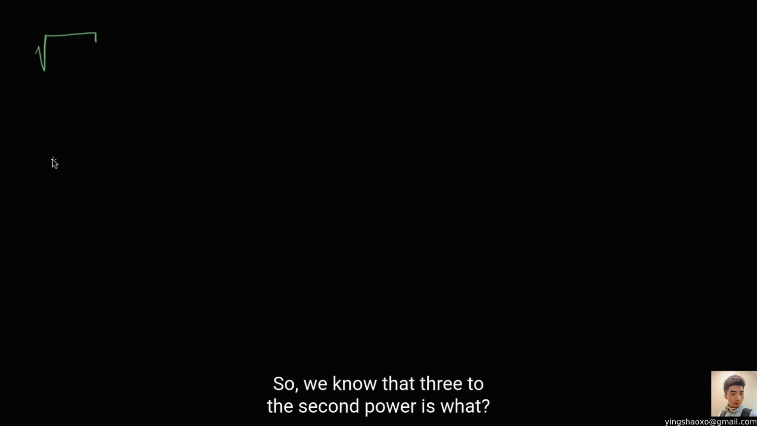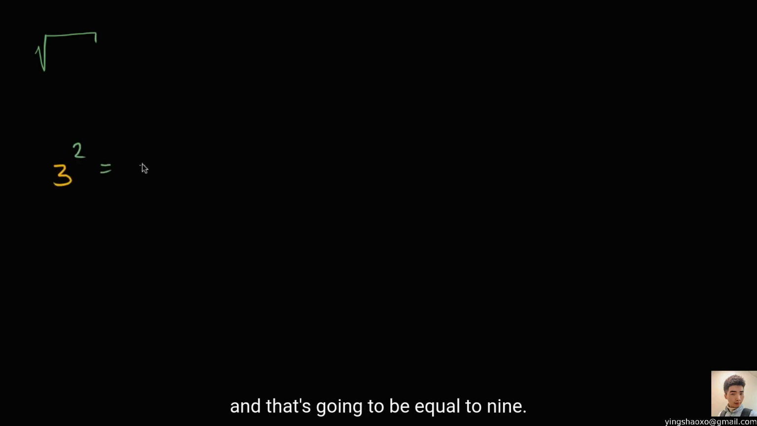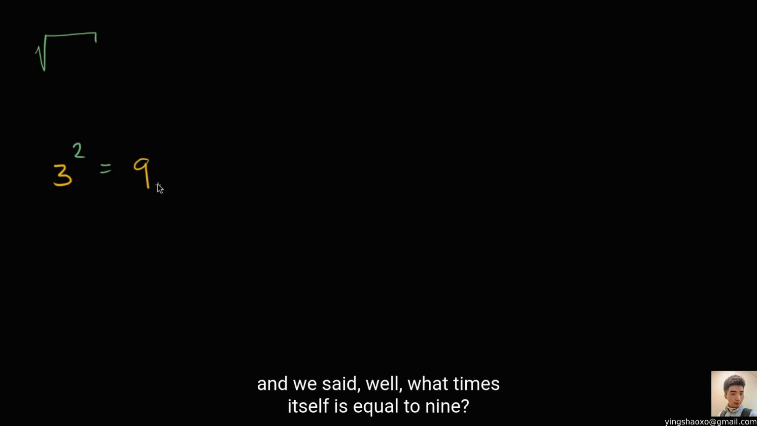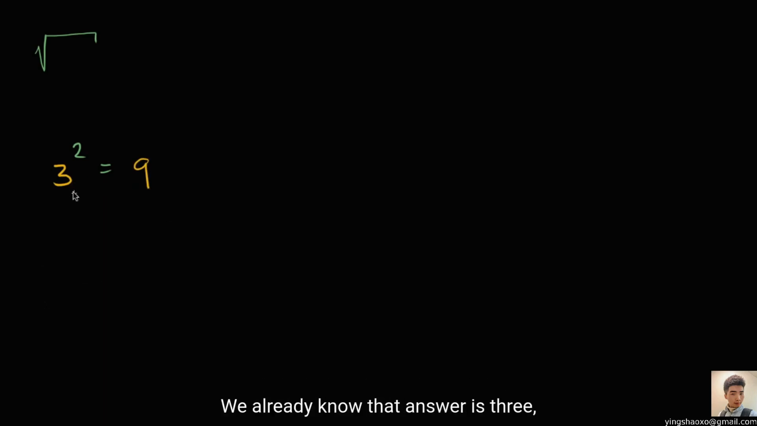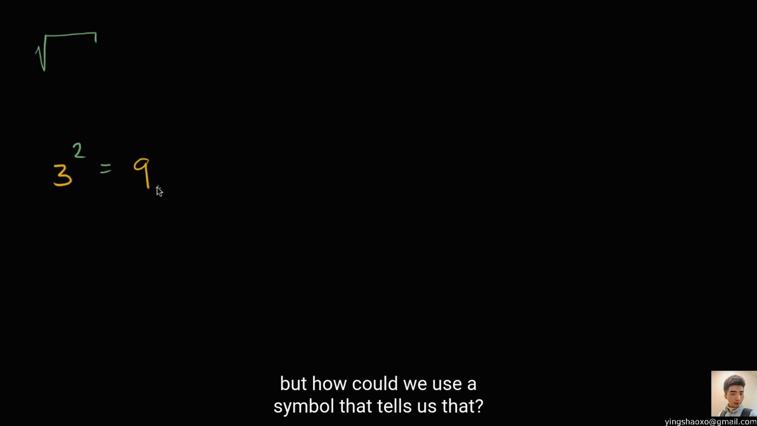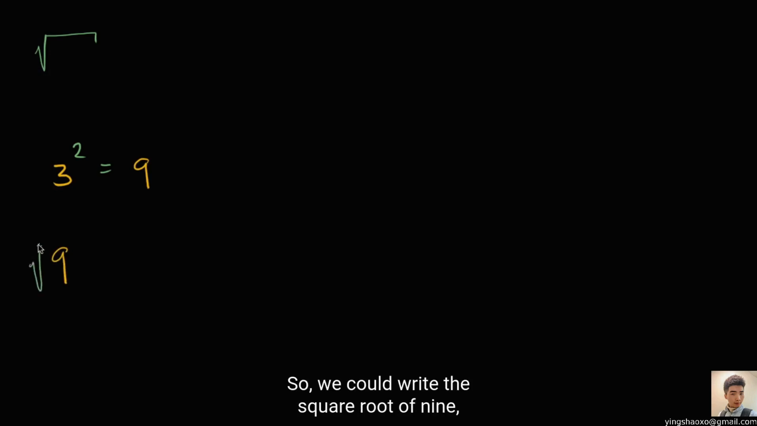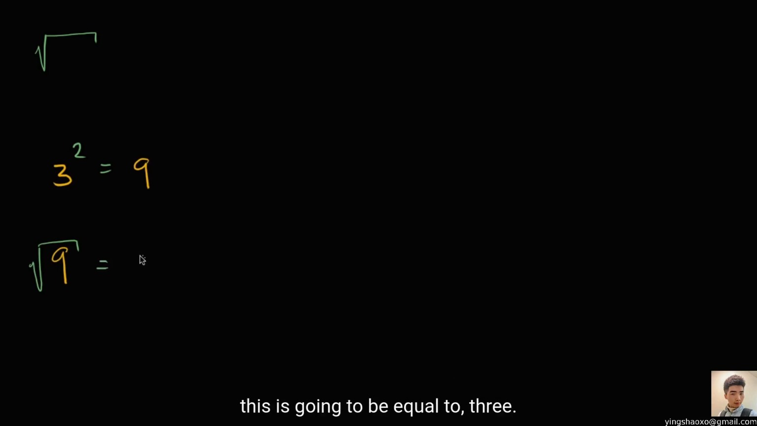So let's start with an example. We know that 3 to the second power, 3 squared, is the same thing as 3 times 3. That's going to be equal to 9. But what if we went the other way around? What if we started with a 9 and we said, well, what times itself is equal to 9? We already know that answer is 3. But how could we use a symbol that tells us that? As you can imagine, that symbol is going to be the radical. So we could write the square root of 9. And when you look at it this way, you say, okay, what squared is equal to 9? And you would say, well, this is going to be equal to 3.